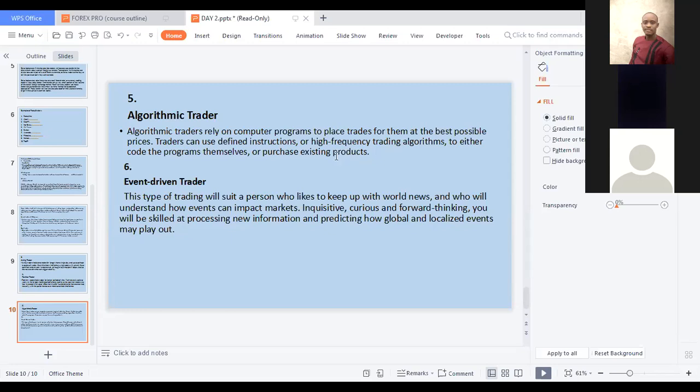Now, event-driven traders keep up with world news. They are more or less like fundamental traders. There was a day I news traded. Wow, that day it was marvelous. When you news trade, it's good, but you must be very smart about it. Don't worry, I will show you how to news trade successfully. That will be tomorrow, Thursday.